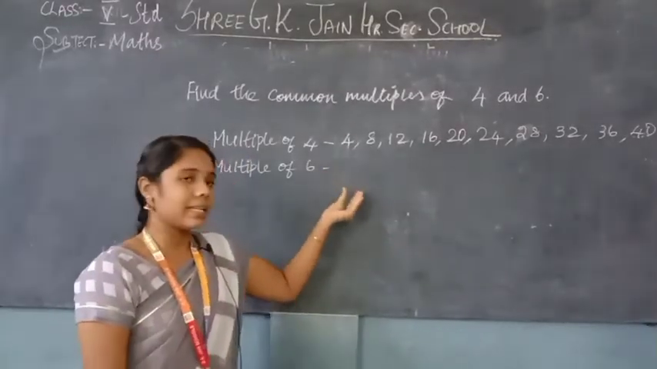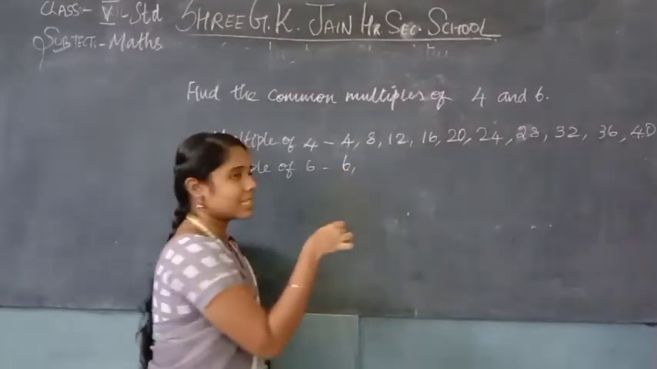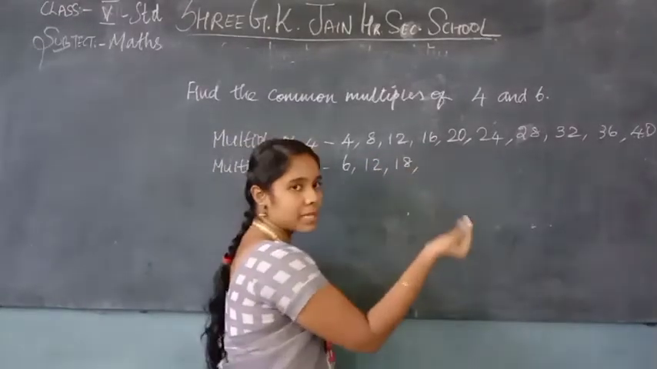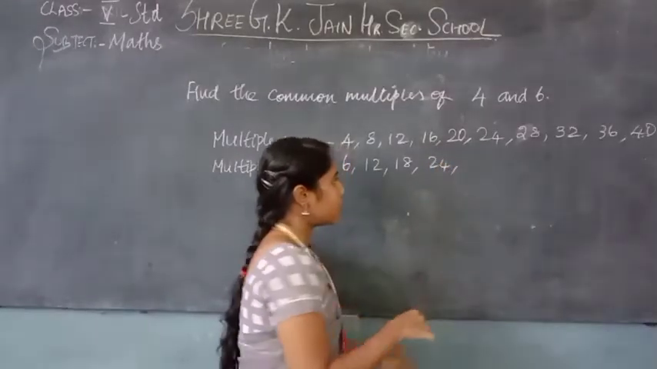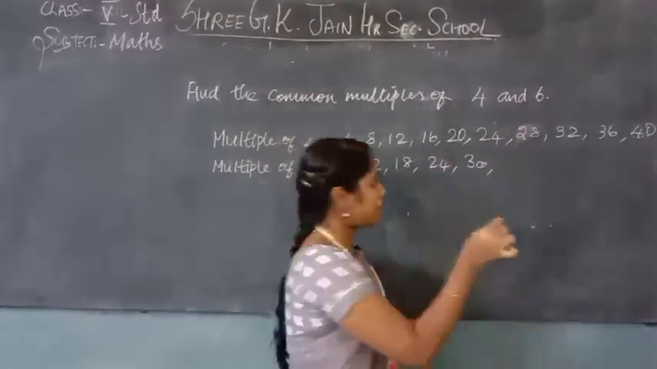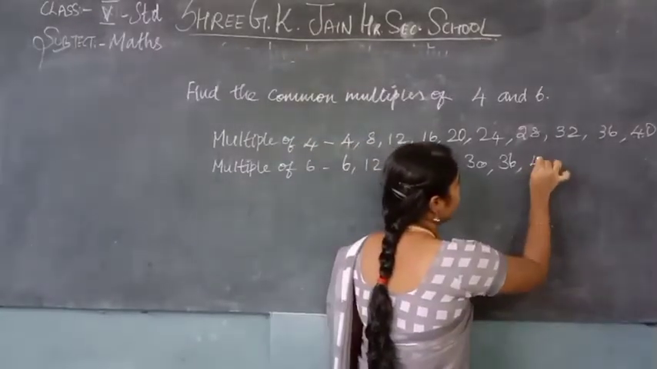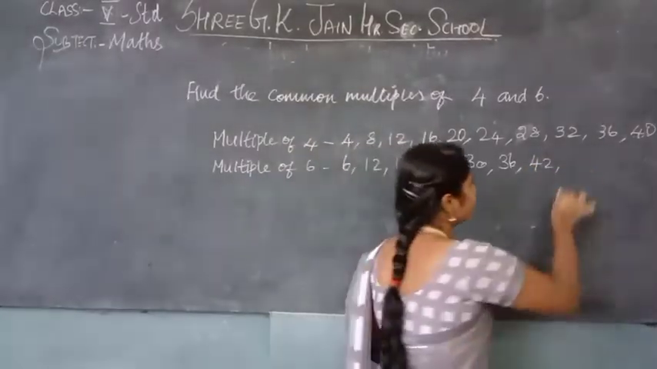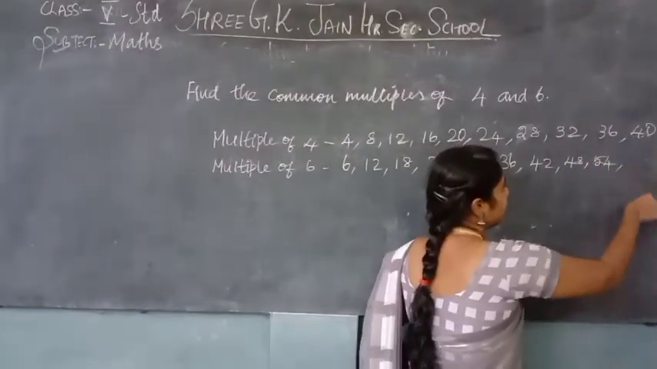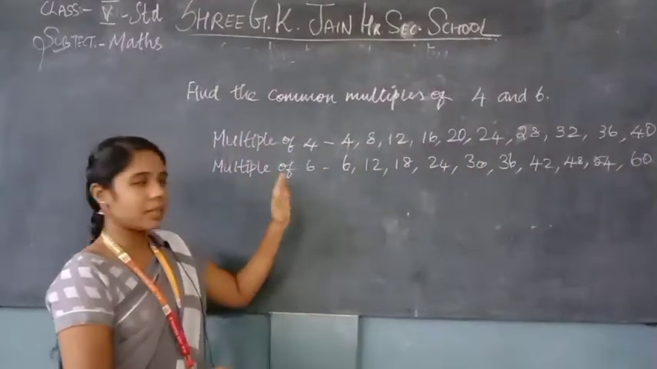Next we are going to write the 10 multiples of 6 also. The first one is 6, then 12, then 18, 18 plus 6 is 24, then 30, next 30 plus 6 is 36, then 42, 48, then 54, then 60. Understood? So these are all the multiples of 6.